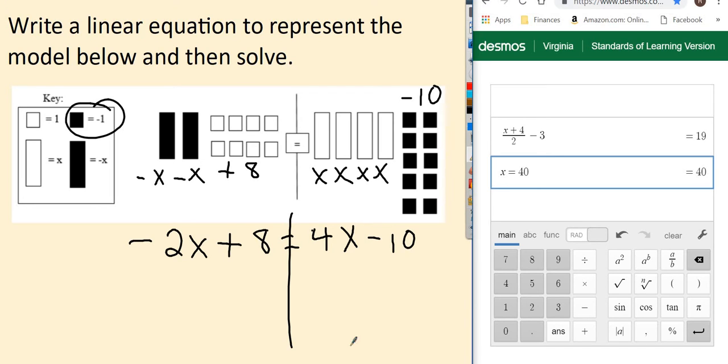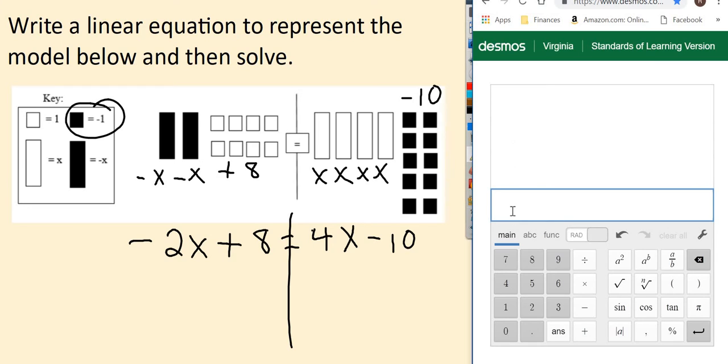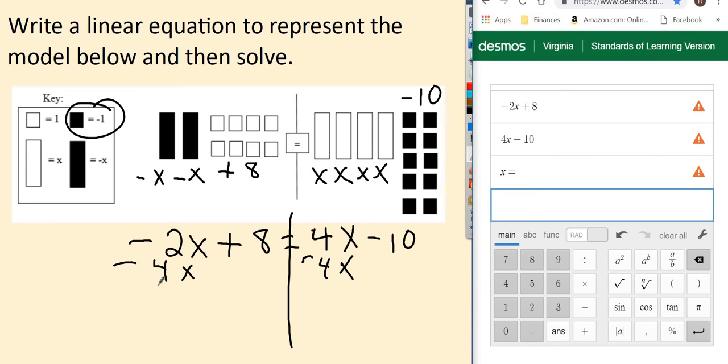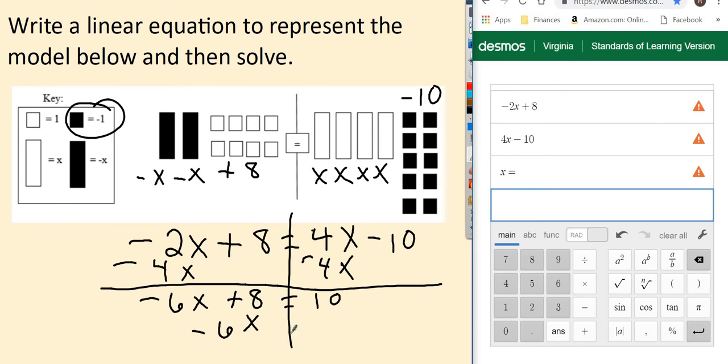And if they asked you to solve that equation, again, the first thing I would do is put it in my calculator. That would be on one line. My next line would be the 4x minus 10. And I know my x is going to have a value, so let's go ahead and solve. I'm going to move that 4x over by subtracting it from each side. That gives me -6x plus 8 equals -10. I'm going to subtract 8 on each side, which gives me 2.